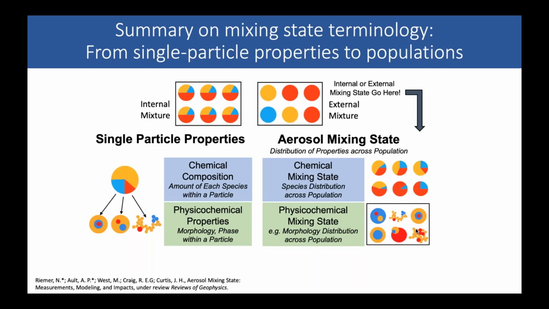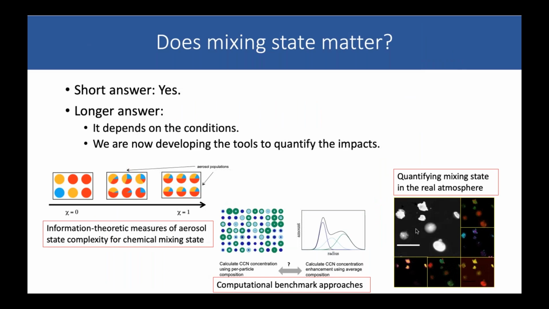So when we think about what mixing state means overall, first of all, we need to ask the question: does it even matter? The short answer is yes. The longer answer is it depends on the conditions, and we need to improve both measurement and modeling tools to really be able to quantify those effects. We've tried to give just a taste of how that's being done in the atmospheric community at the moment over the course of this tutorial.